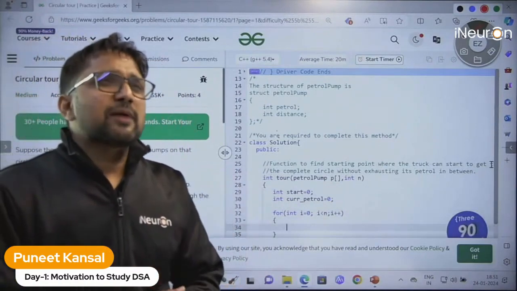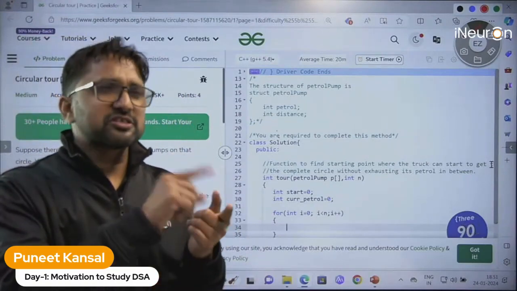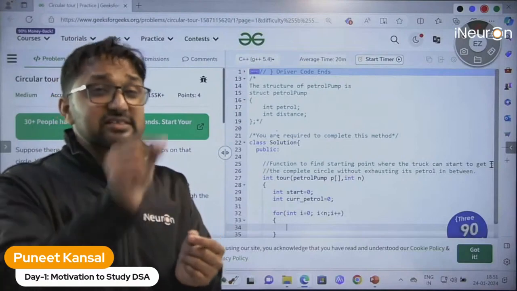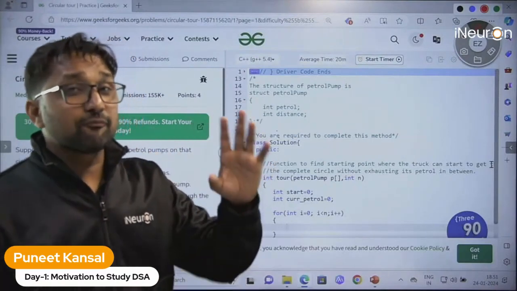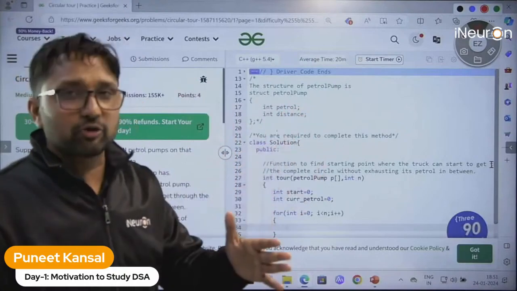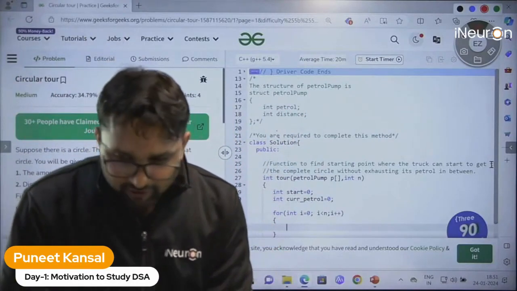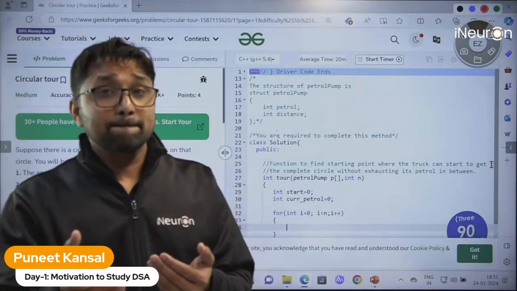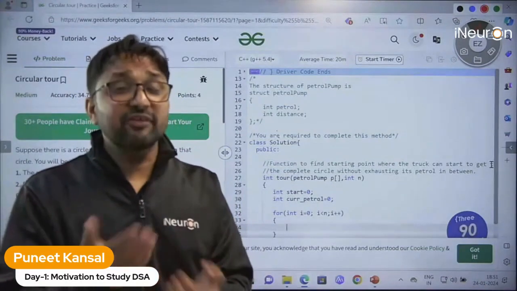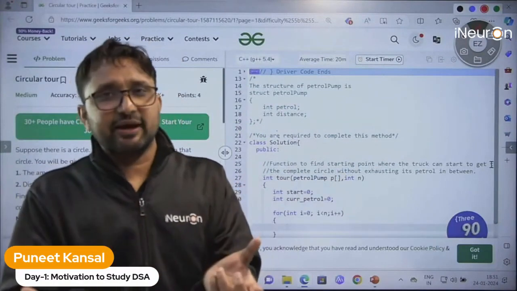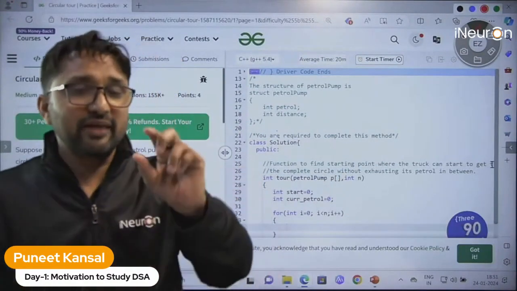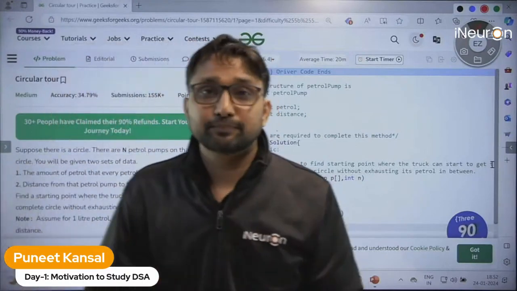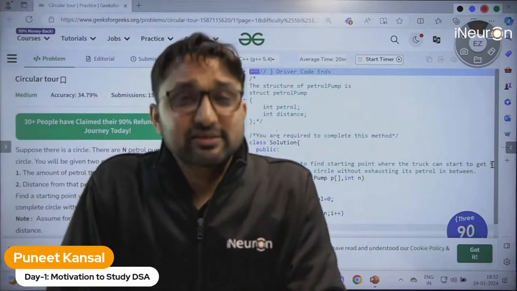In this loop, the first step we were discussing is that I need to find a station, starting from the 0th station, which has petrol more than or equal to the distance we need to cover. That station we need to find out. For that, I will first take the difference between how much petrol I have and how much distance I have. If that difference is less than 0, then I cannot start from there.